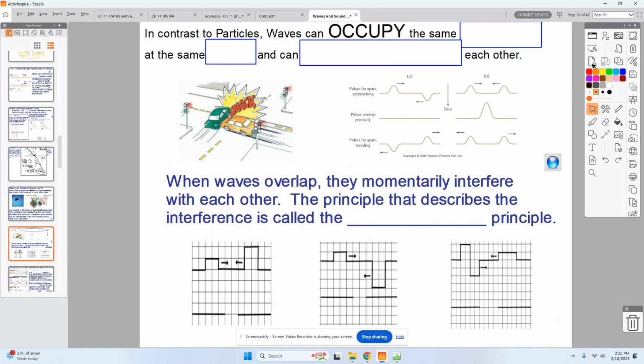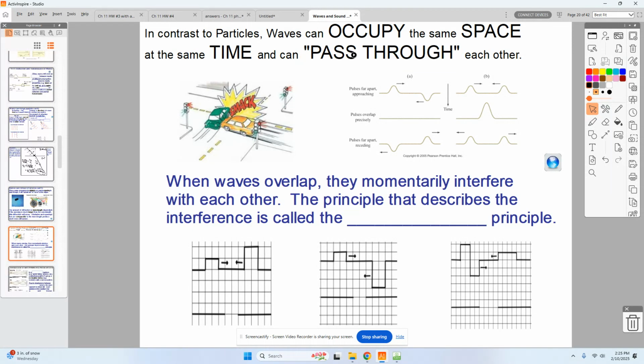The picture sort of gives you a hint as to what's going on here. In contrast to particles, waves can occupy the same space at the same time. They are able to pass through each other without destroying themselves. So waves are able to occupy the same space at the same time. When they coexist, they interfere with each other, but they don't cancel each other out completely.